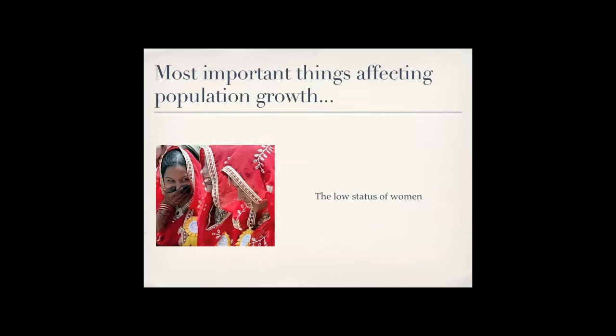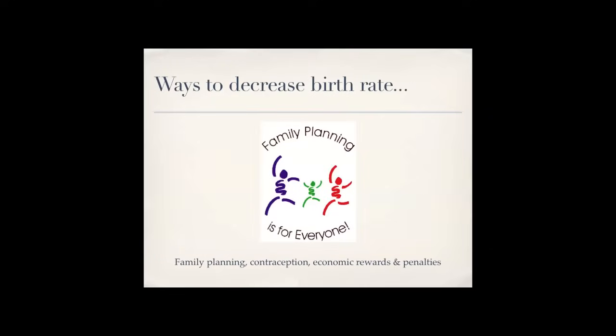The most important thing affecting population growth is the low status of women. If the women don't have a lot of status, that might affect population because they're the ones who are actually having the babies. So, ways to decrease birth rate are family planning, contraception, economic rewards, and penalties.